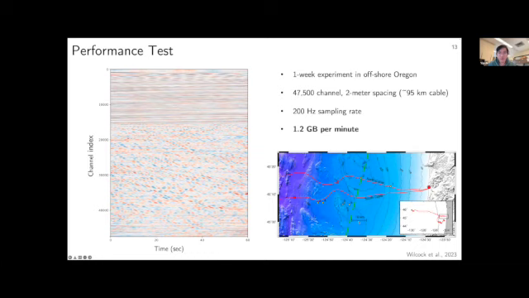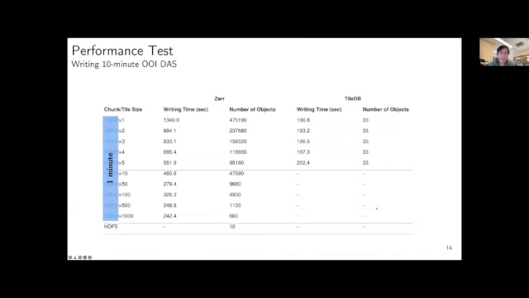For such reasons, we want to design a schema for both Zarr and TileDB formats that gives the best I/O performance. So we use the DAS experiment from offshore Oregon, which turns a 95-kilometer ocean bottom cable into 47,000 channels with 2-meter spacing. The sampling rate is 200 Hertz, which gives a 1.2 gigabyte H5 file per minute. And we test the conversion of the data using different chunking sizes and measure the time for the conversion and the total number of objects we are generating in the object storage.